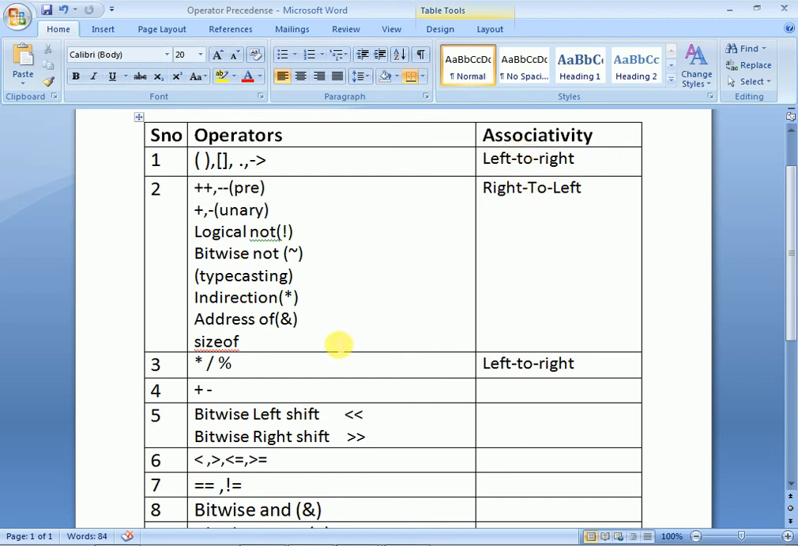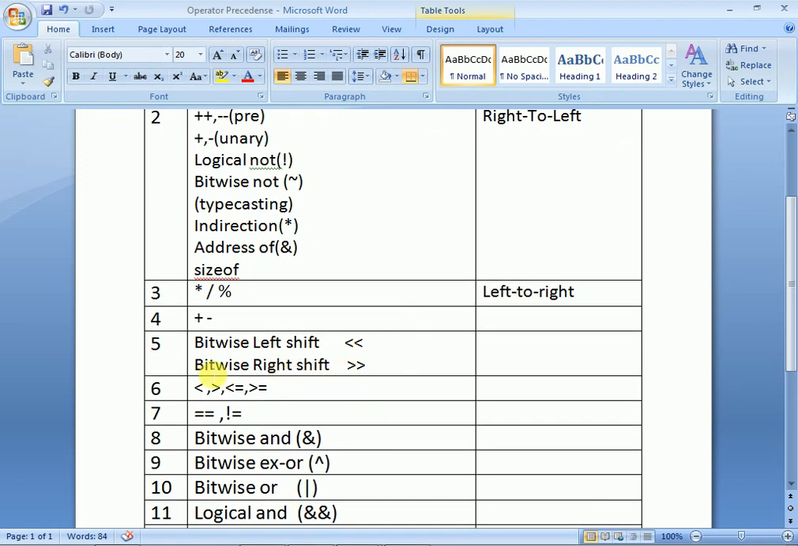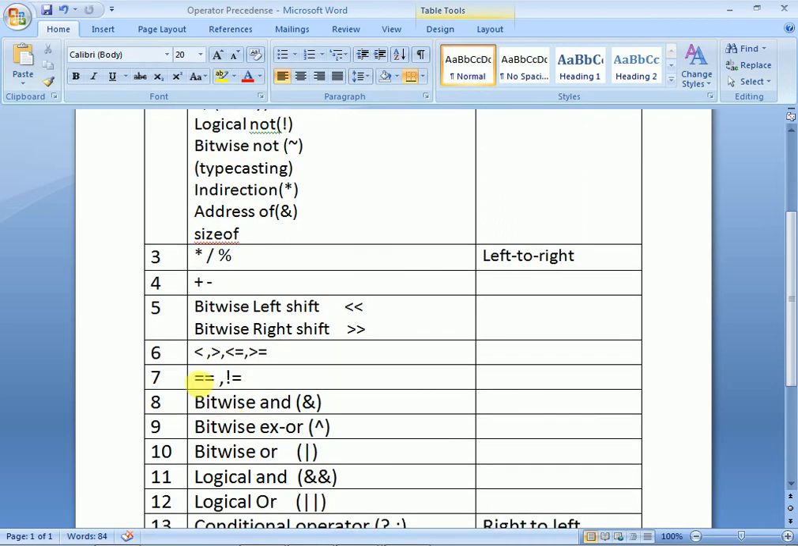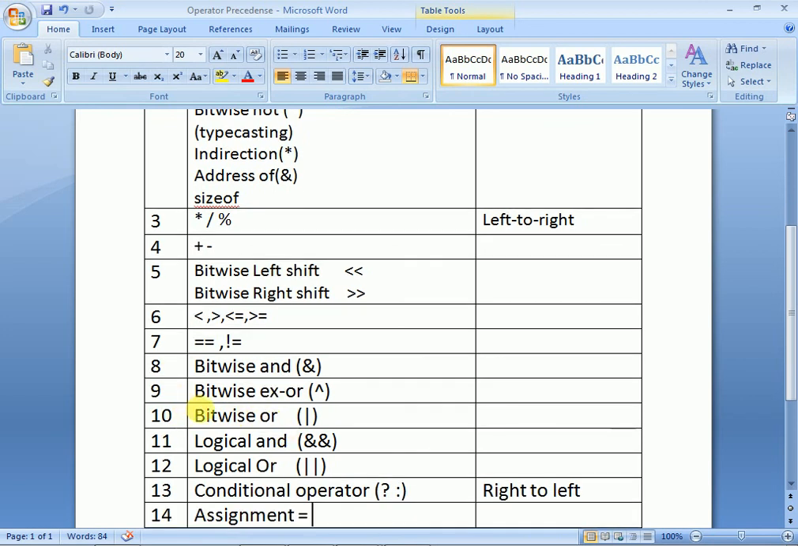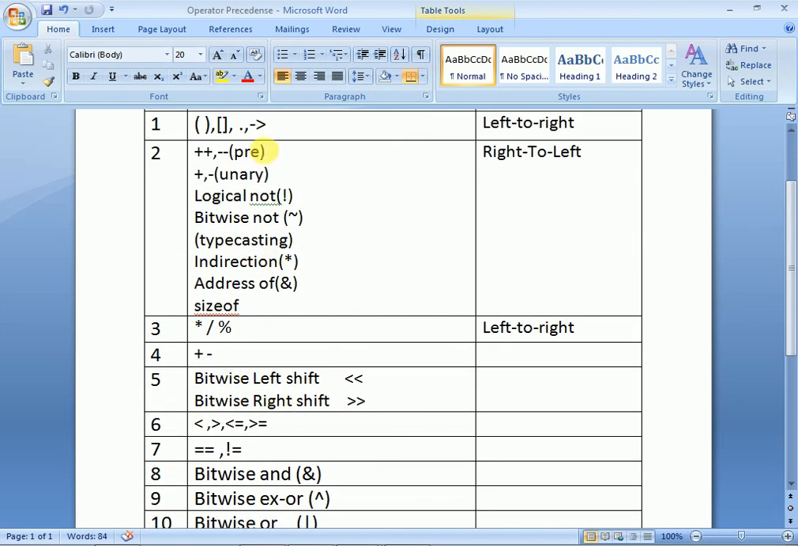When it is left to right evaluation, it evaluates this way. Then bitwise left shift and right shift, then greater than and less than, which are relational operators. The seventh is also relational operators. Eighth is bitwise and, ninth bitwise XOR, tenth bitwise or, eleventh logical and, logical or, then conditional operations, then assignment, post increment and decrement, and the comma. This is the operator precedence. Based upon this table, the evaluation will be performed.